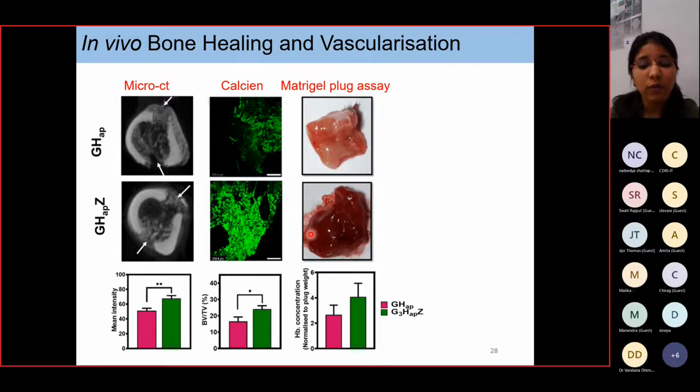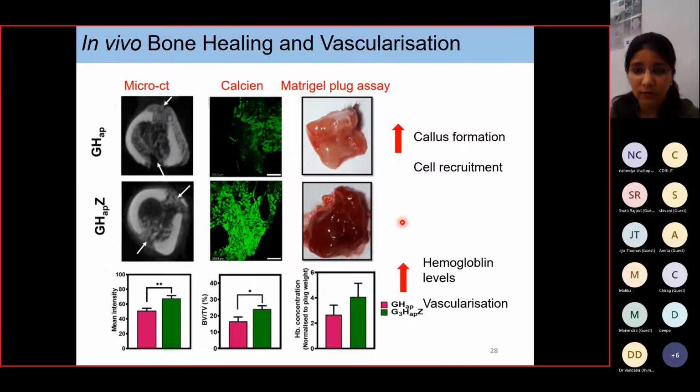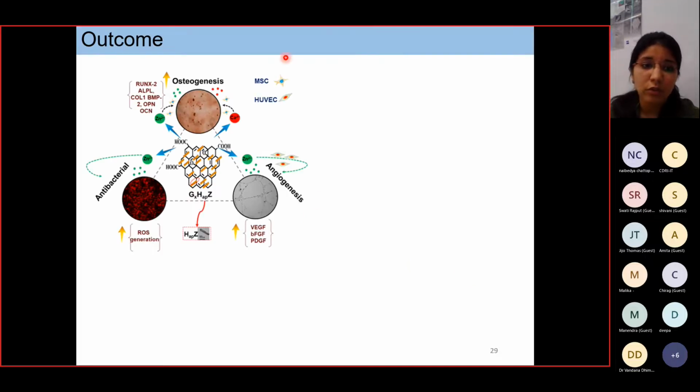The matrigel plug assay was carried out to check the angiogenic profile, and we saw that in the case of zinc there was an increased level of hemoglobin concentration. So we saw that the zinc doped hydroxyapatite RGO composite was aiding in callus formation as well as cellular recruitment and vascularization. So we were able to achieve the properties that we had initially gone with.